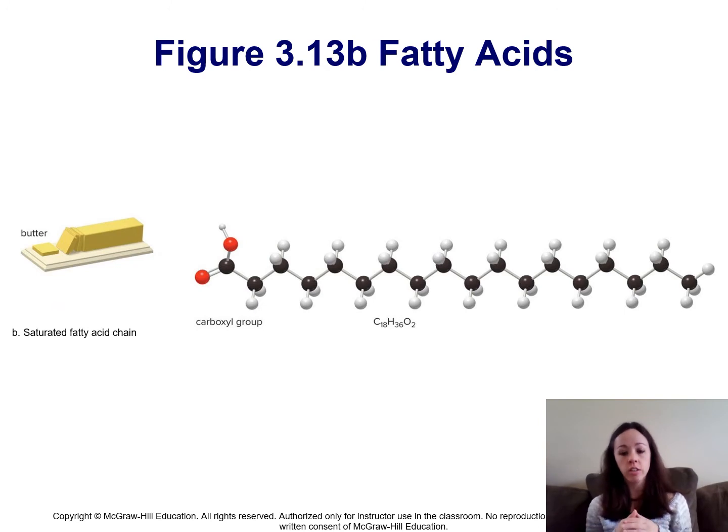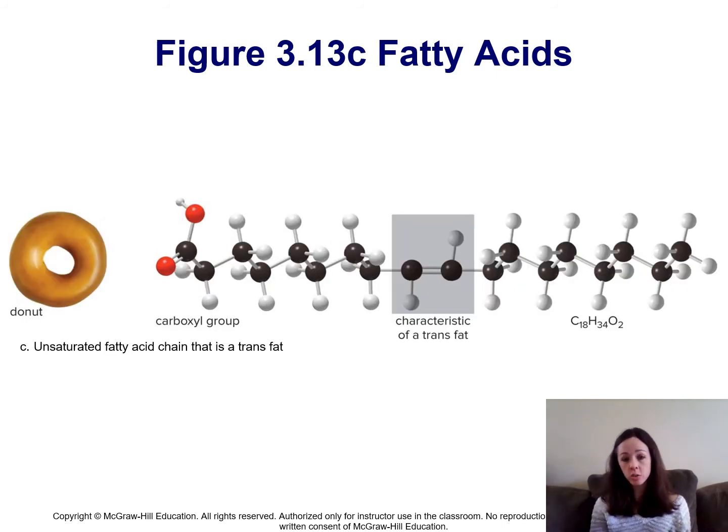Saturated fats, on the other hand, the fatty acid tails are able to lay on top of each other nice and neatly. So all saturated fats are going to be solid at room temperature, like butter here. Notice how there are no double bonds in these fatty acid tails. Instead, they are saturated in hydrogen.